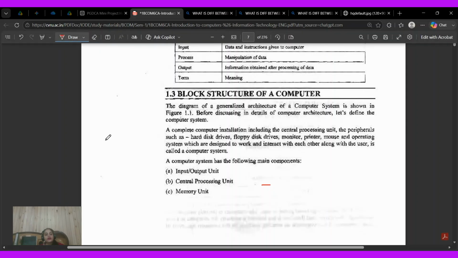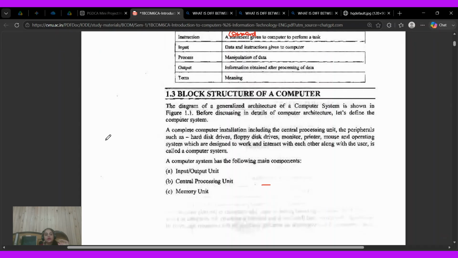Okay, now moving ahead. Very important, just remember the IPO cycle: input, process, and output.